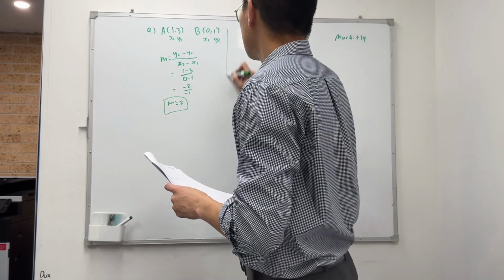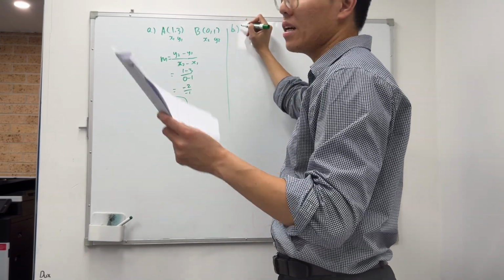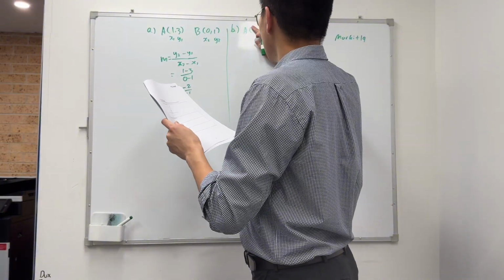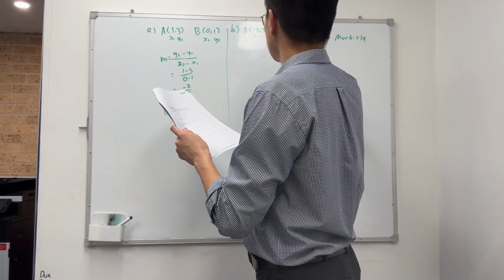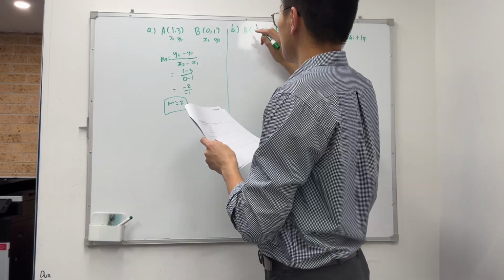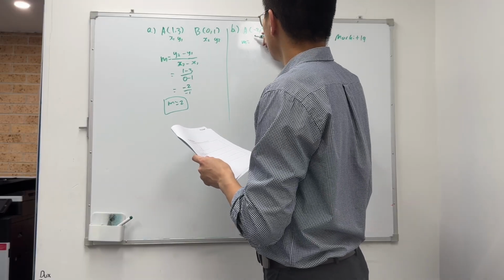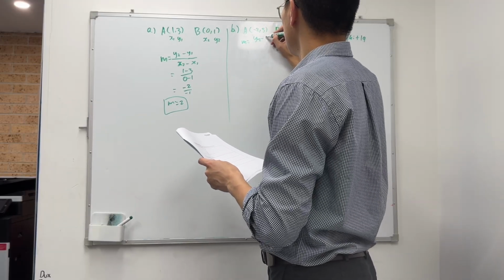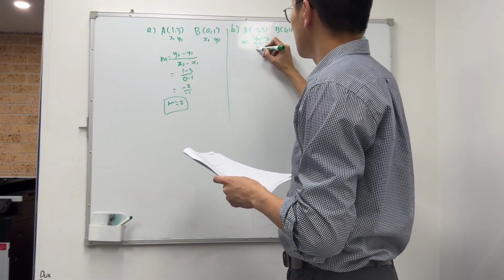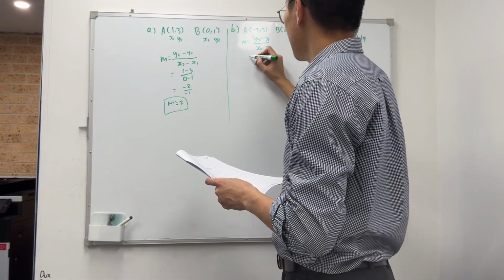Now, if you want points marked, you've got to contribute. So you've got to tell me what to do. Write the formula. What's the formula? y2 minus y1. Yeah. Over. Look, 1 second. Too late. You didn't contribute.